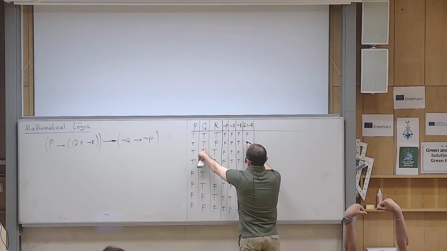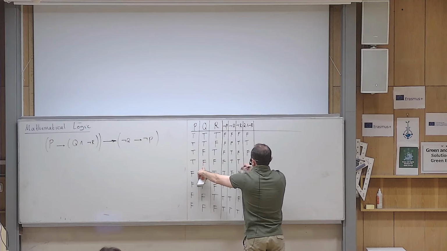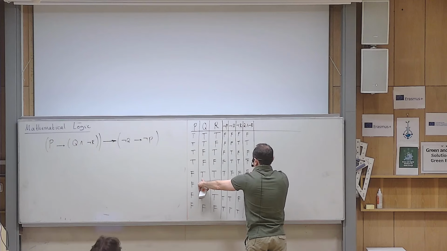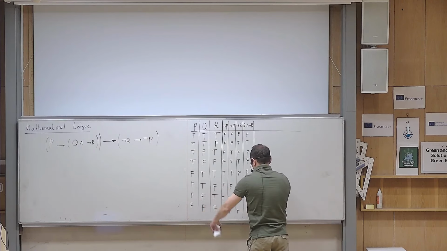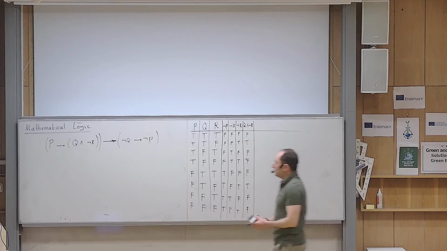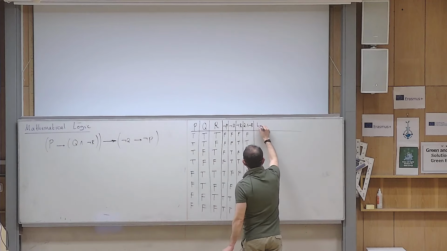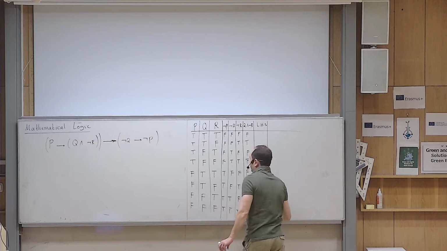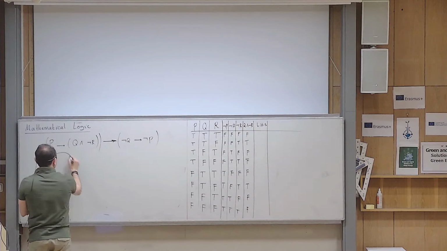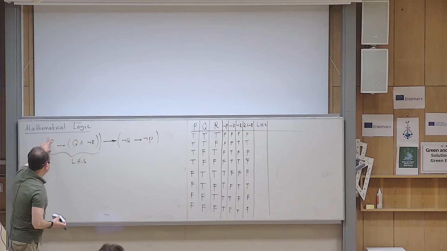This one, true. This one, true. This is the conjunction. This one, F. False. This one, false. This one, true. This one, false. This one, false. Are you okay with that? Okay, and then it is appropriate to do this one. So I would say the left-hand side, I mean this. Okay, so now this is playing the role of premise.